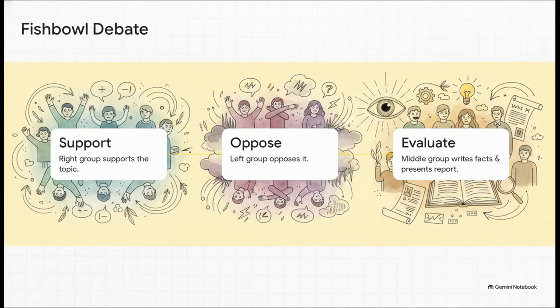The fishbowl debate brilliantly illustrates this collaborative philosophy. Here's how it works. The class is divided into 3. One group on the right argues in support of a topic, a group on the left argues against it, and a third group sits right in the middle. But this middle group doesn't argue at all. Their sole task is to independently evaluate the facts, synthesize the arguments, and present a final evaluation report to the entire class. It's completely student-driven analysis from top to bottom.